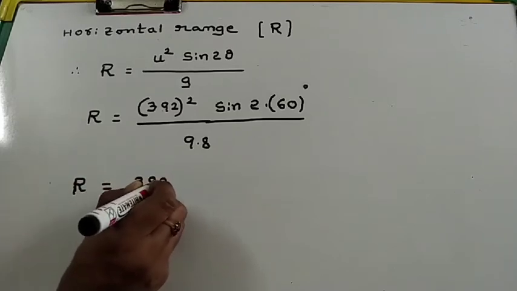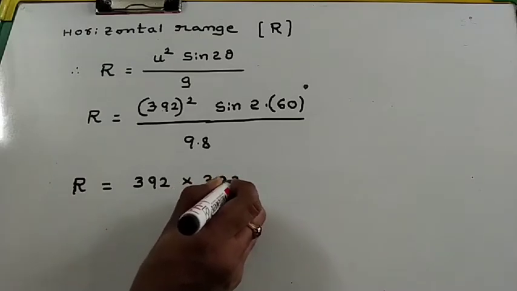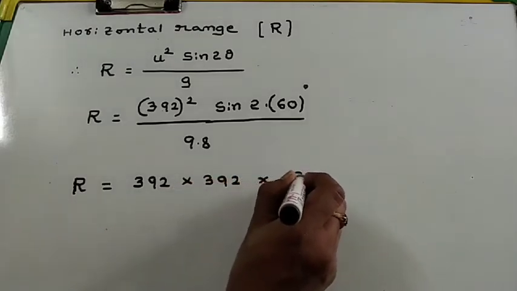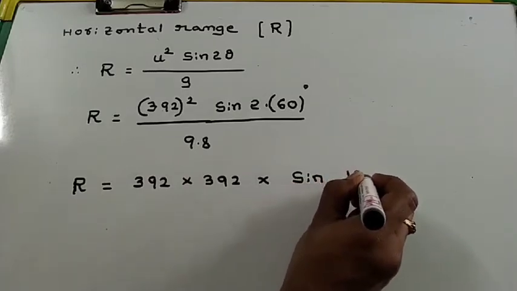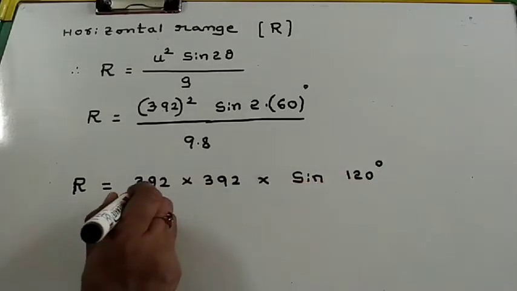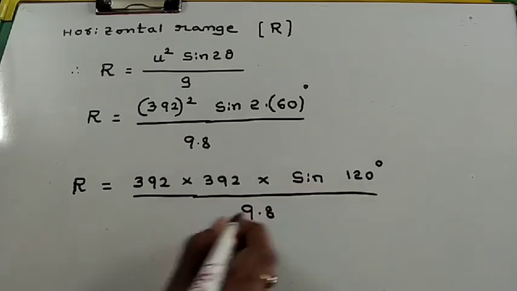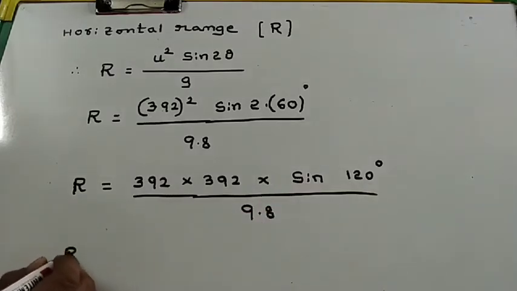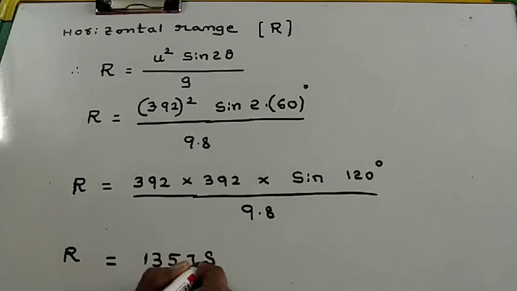Therefore, R is equal to 392 into 392 into sine 120 degrees whole by 9.8. Therefore, what is the R value? R is equal to 13,578.9 meters.